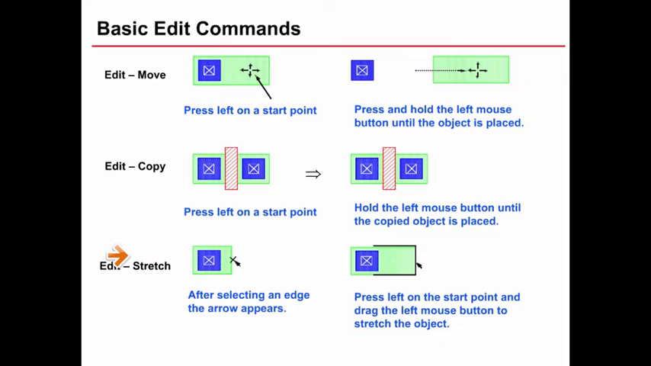In the stretch mode, it's going to go into partial select. So it's going to say select an edge or a vertex. So if you bring your cursor right up to that edge, it'll select that edge and then it'll rubber band. And then you drag it over to wherever you want, and that's how far it'll stretch.